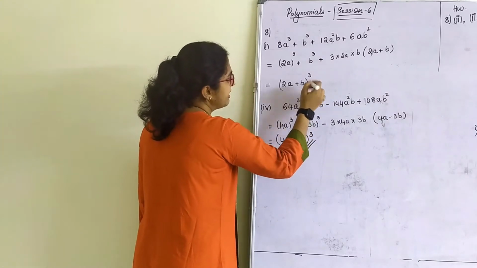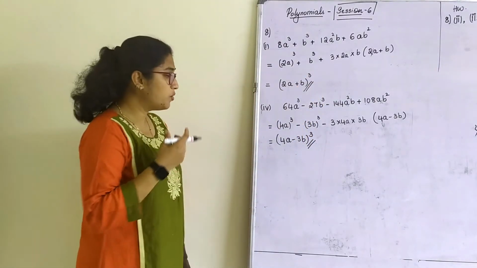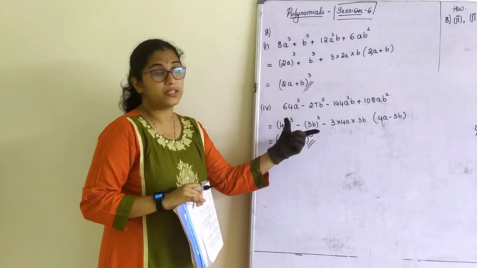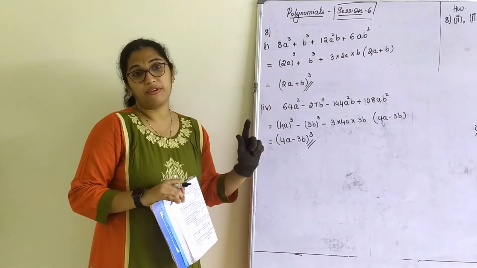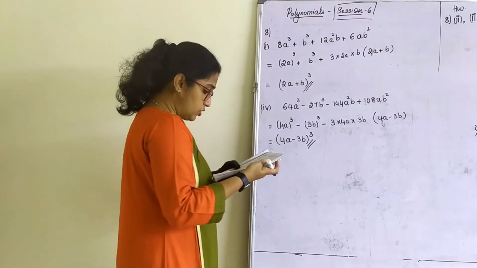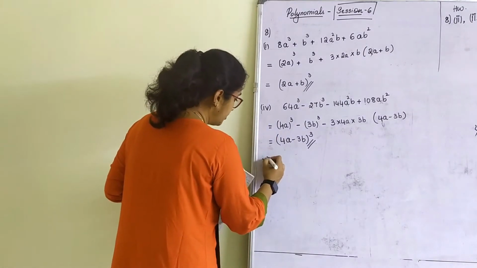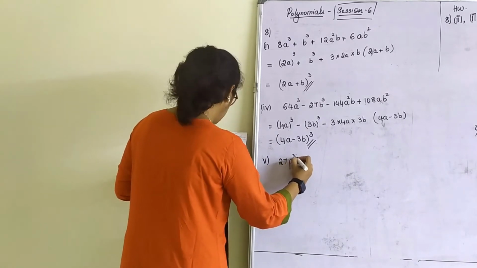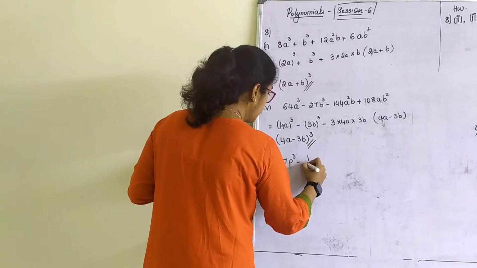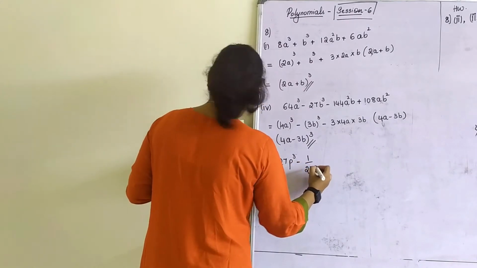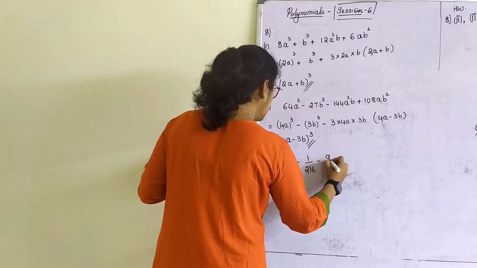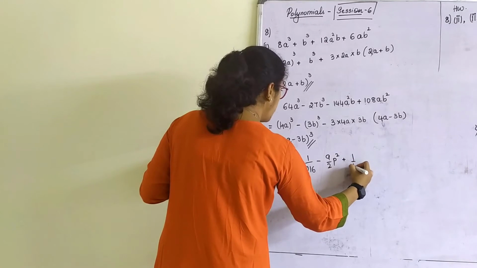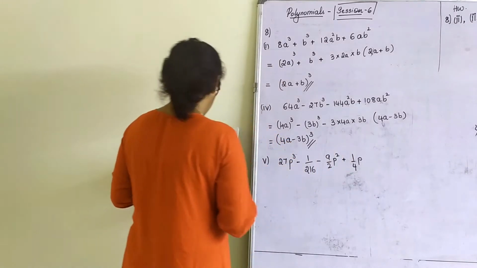You need to just identify the first and the second term, the cube terms. The remaining you can write as it is, right? And the last one, the fifth one, we'll finish it. It's in fractions: 27p cube minus 1 upon 216 minus 9 by 2p square plus 1 by 4p.